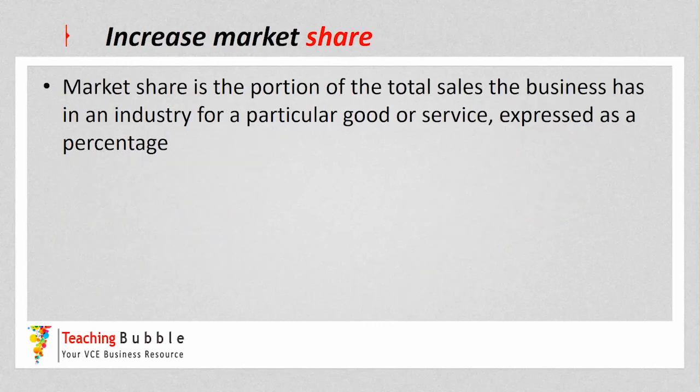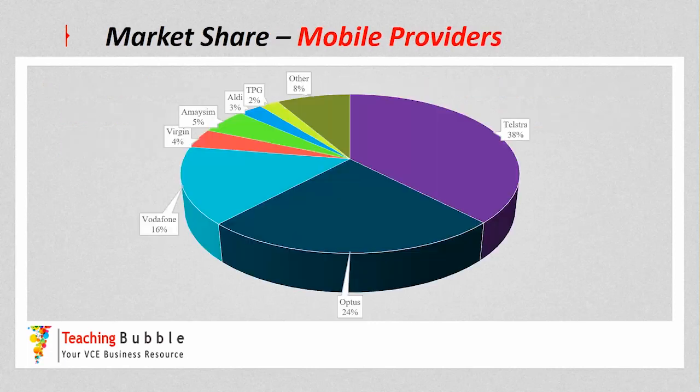The next objective is to increase market share. Market share being the portion of the total sales a business has in an industry for a particular good or service, and it's expressed as a percentage. So if we look at the mobile providers in Australia, we can look at the total sales for that industry. Now, each provider will have a certain percentage of those sales. So you can see all the different providers there. We've got Telstra, Optus, Vodafone, and lots of others.